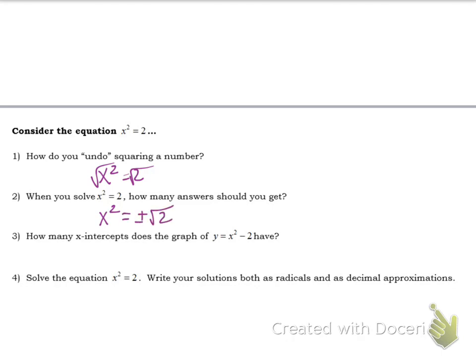How many x-intercepts does the graph x squared minus 2 have? It should have 2. Okay. So solve the equation x squared equals 2. Write your solutions both as radicals and as decimals. So x squared equals 2. We square root both sides. X equals plus or minus the square root of 2, or approximately 1.41.